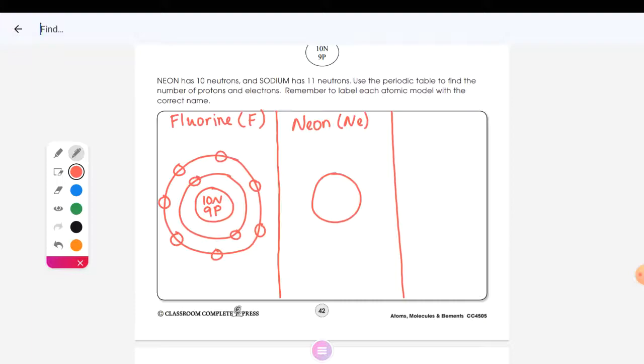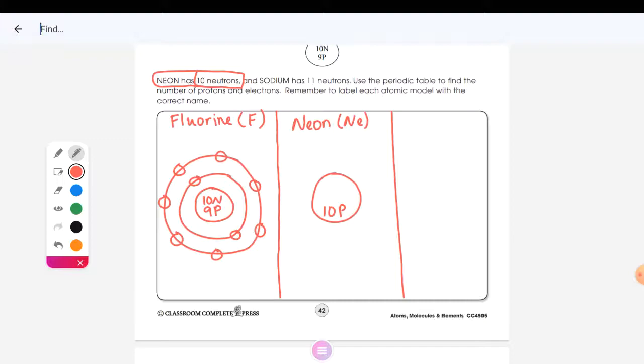What is neon's atomic number, Lori? 10. Did everybody agree with her? Yes. Okay, I don't have a periodic table in front of me, so I'm going by what Lori says. Anybody double check her? I did. Neon is 10, okay? So that means there are 10 protons. Now, it does tell us right here in the writing that neon has 10 neutrons.